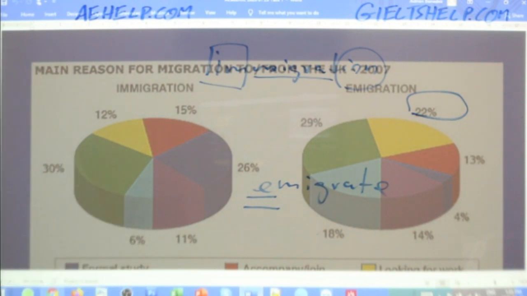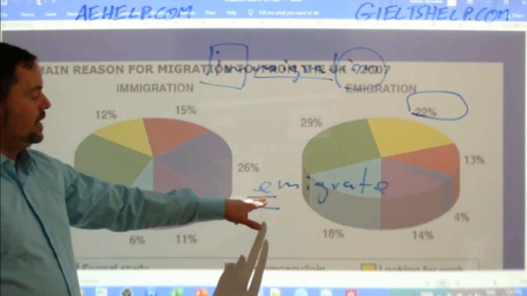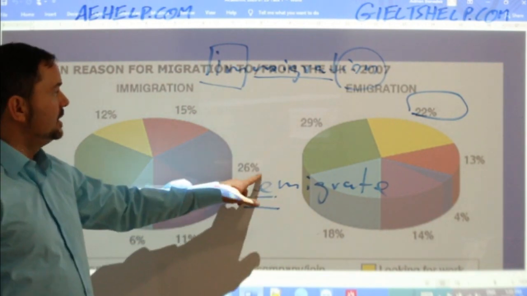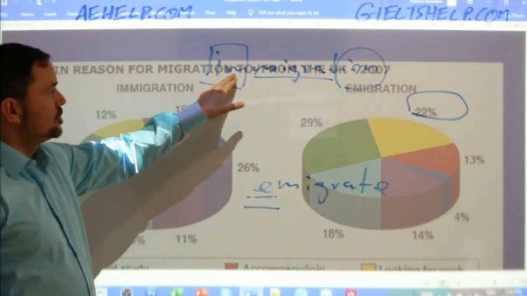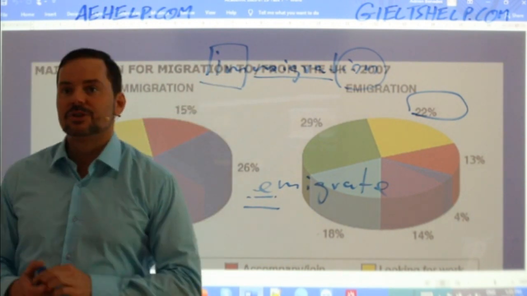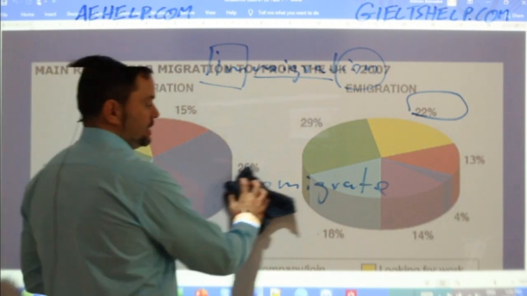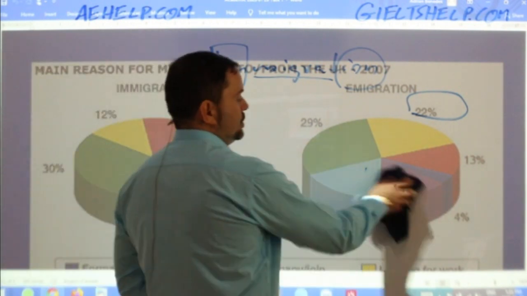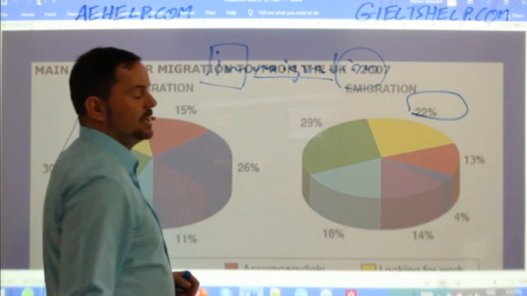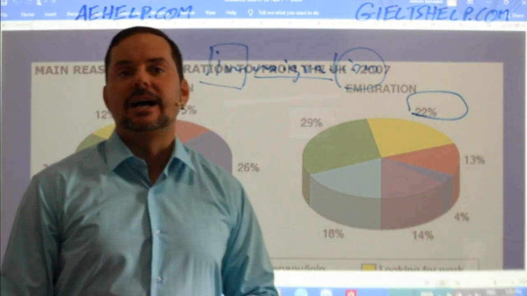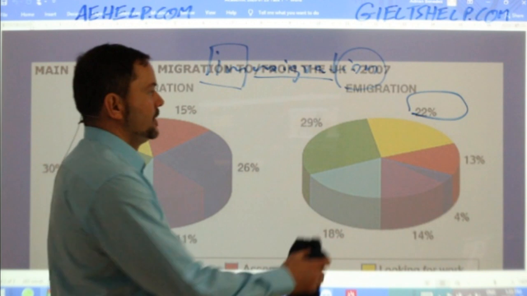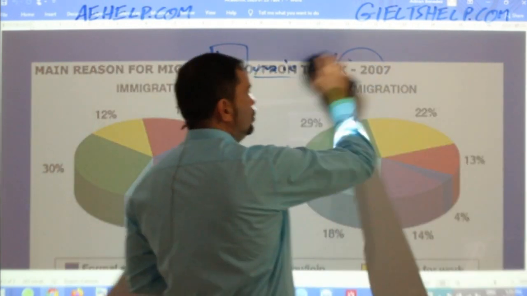And notice the difference in the spelling. So emigrate, you just have the E for exit. Immigrate, you have an extra M. So careful with the spelling, and pay attention to how you use it. If you say I'm immigrating from India, that's awkward. You need to say I'm emigrating from India. I'm immigrating to Canada.